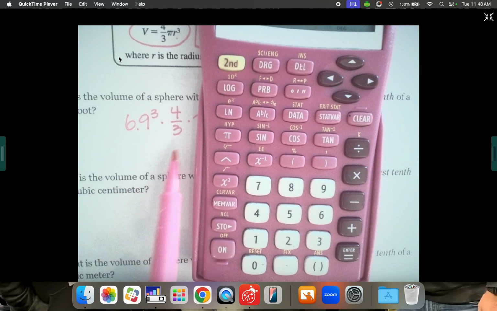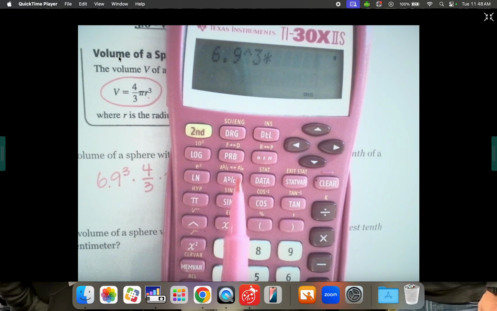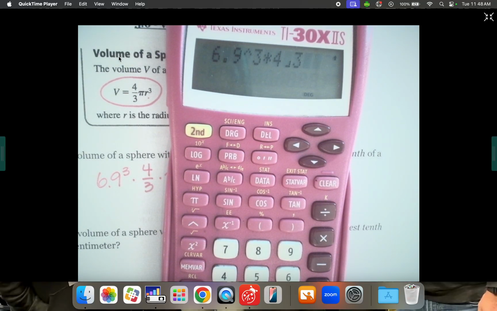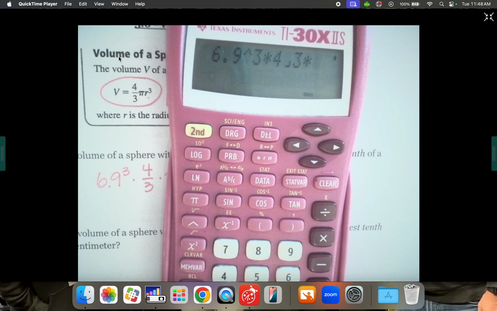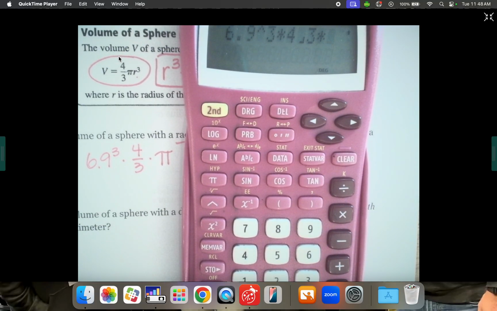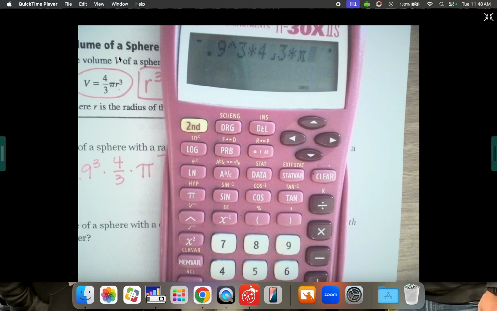Okay, and then I'm going to multiply by 4/3, so times. For my 4/3, I have to use this ABC button to make a fraction. So I'm going to do 4, ABC button, 3. I know it looks weird, but that actually means 4/3. And then I'm going to multiply by pi. And remember, for pi, we're not using 3.14. That would be you rounding it. We don't want it rounded. We want all the digits of pi. So the best way to do that is to find your actual pi button on the calculator. So we're going to multiply by pi, and then we're going to push equals.